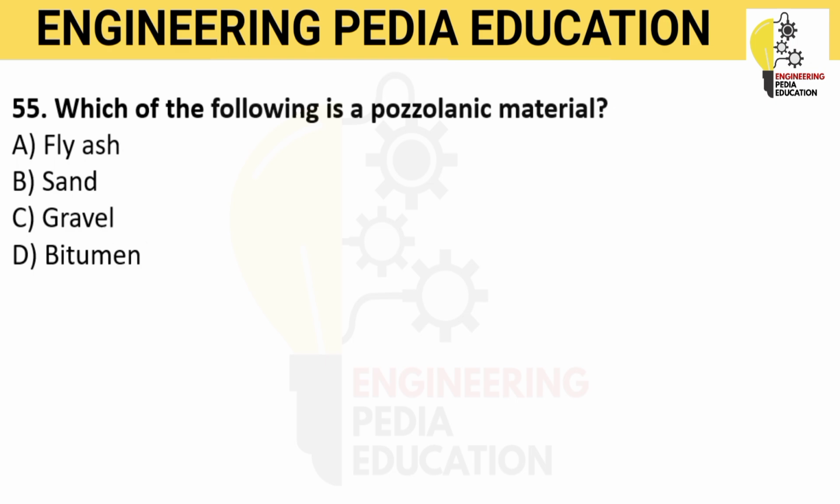Which of the following is a pozzolanic material? Fly ash, sand, gravel, bitumen. So the correct answer is fly ash. Fly ash reacts with lime and improves concrete properties. Thus, pozzolanic Portland cement is also formed with the mixing of fly ash in it.